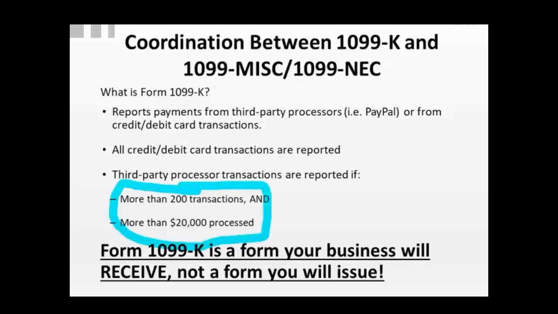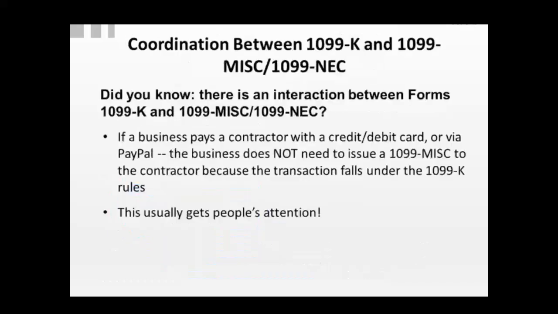So again, this is a form you will receive, or as it ties into our discussion here, it's a form your contractor will receive. So anytime, let's say in your business, you accept credit cards, every time you swipe someone's card, at the end of the year, your merchant processor, whoever you use for card swipes, they'll send you a 1099K showing the amount of credit card receipts that you had during the year. And again, as it ties into our discussion, it's a form your contractor will receive. So, if you pay a contractor with a credit or debit card or via PayPal, you do not issue a 1099 miscellaneous to the contractor because the transaction falls under the 1099K rules.